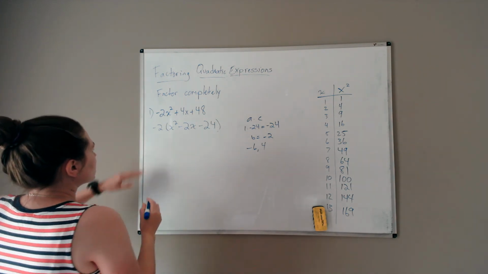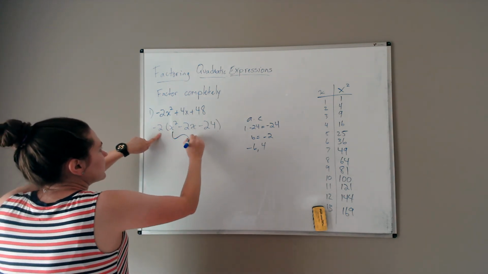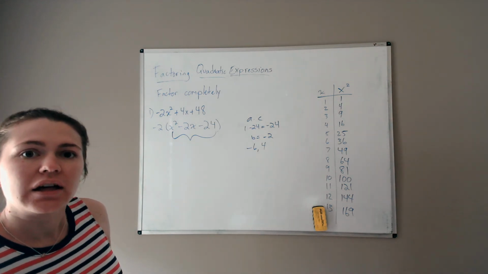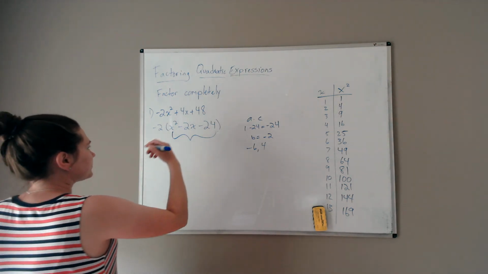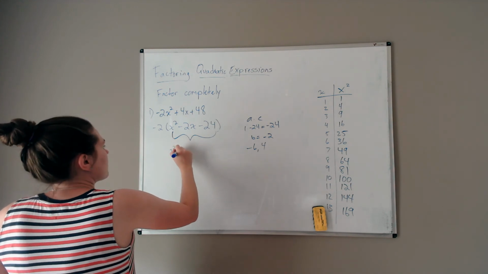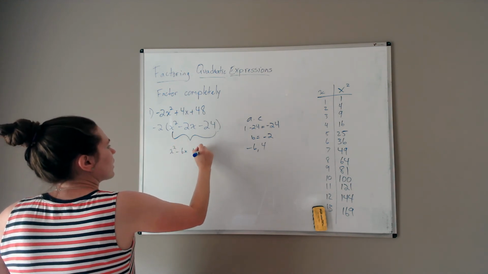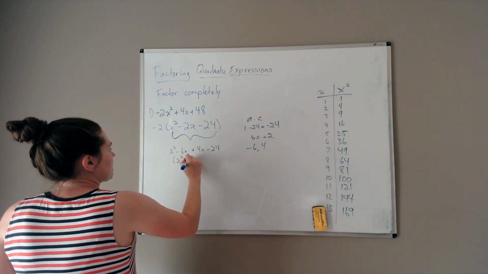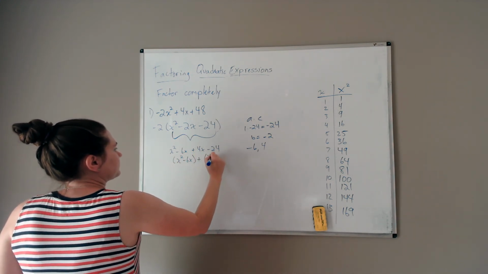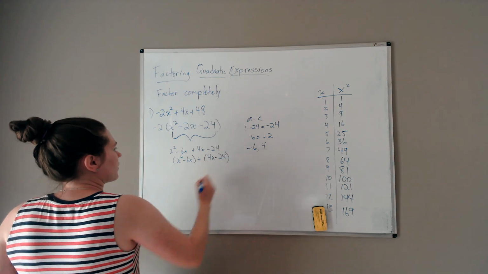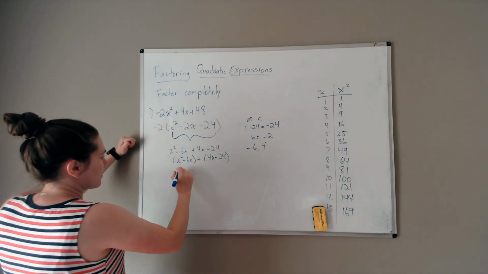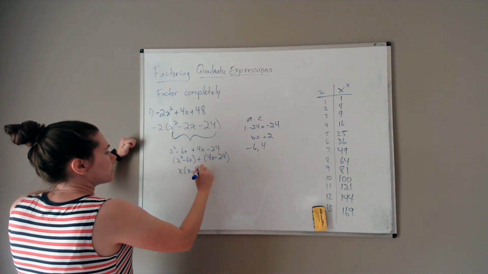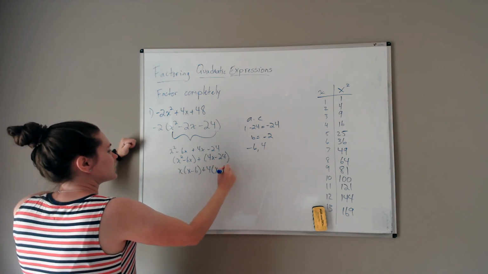So that means, let's forget about this negative 2 for a second, and let's just work on factoring this quadratic trinomial down to linear factors. So it's going to be x squared minus 6x plus 4x minus 24. So we do factor by grouping. Okay, and we're just going to put this negative 2 back on at the end. Take out the greatest common factor x, so that's going to be times x minus 6. Greatest common factor here is 4, that's x minus 6.